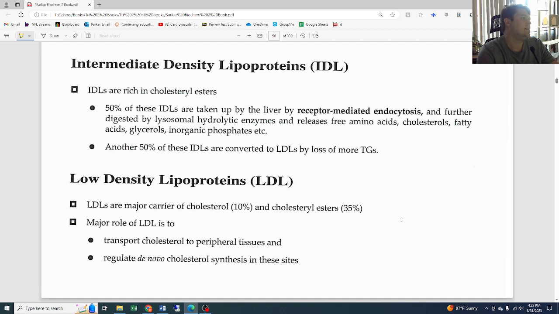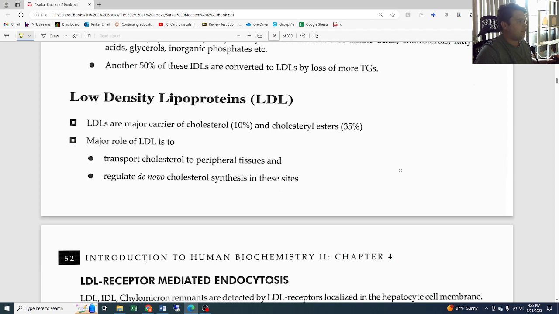The intermediate density lipoproteins, the IDLs, are rich in cholesterol esters. 50% of these IDLs are taken up by the liver by receptor-mediated endocytosis and further digested by lysosomal hydrolytic enzymes, releasing free amino acids, cholesterols, fatty acids, glycerols, inorganic phosphates, etc. Another 50% of these IDLs are converted to LDLs by loss of more triglycerides.